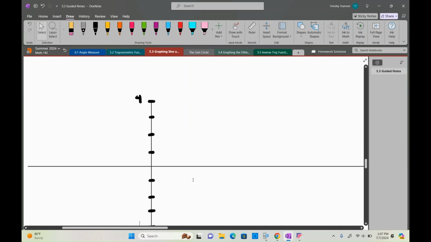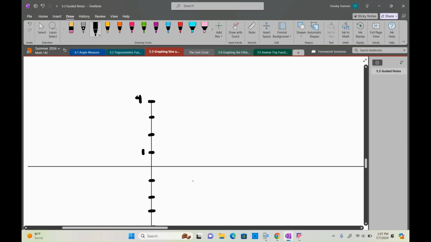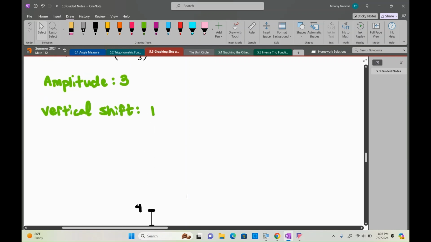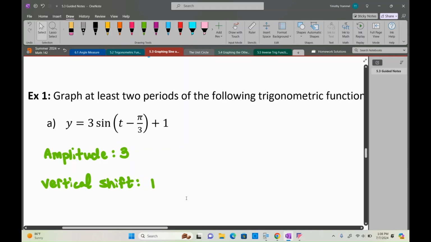There we go. So this will be the center of our wave, y equals 1. We'll go up 3 units because our amplitude was 3. And similarly, we'll go down 3 units. So down 3 would be to here, so down to minus 2. There we go. So we've set up our y-axis. Let's go ahead and compute a couple more of these things.